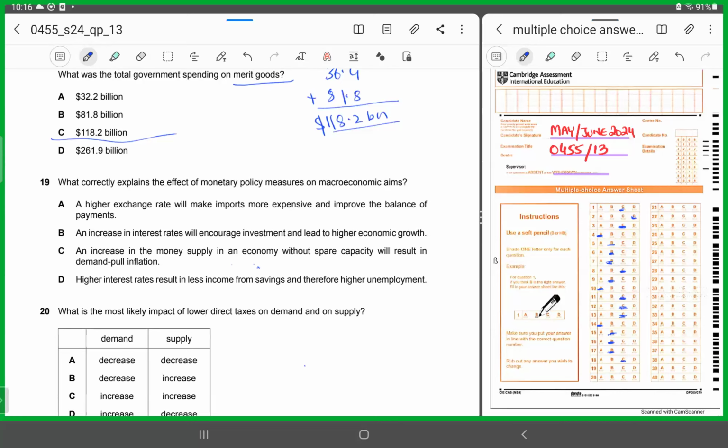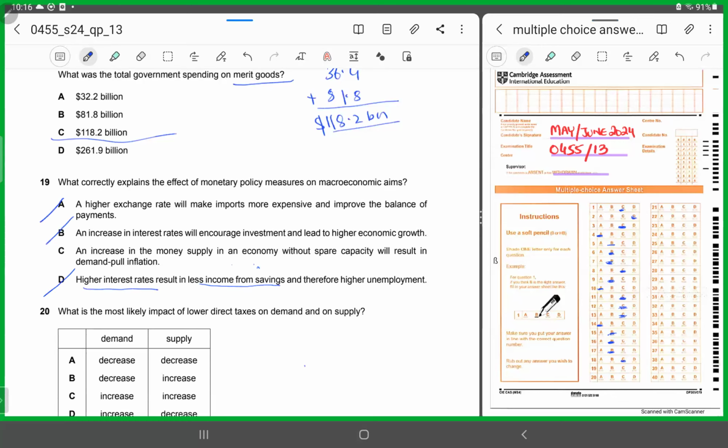Now, option B says an increase in interest rates will encourage investment and lead to higher economic growth. If the interest rates are rising, investment does not increase, investment decreases. Why? Because it gets costlier to get loans. So you will chop B off. Option D says higher interest rates result in less income from savings and therefore higher unemployment. It's incorrect. Why? Because when interest rates are high, people tend to save more and spend less. So income from savings increases rather than decreasing, and it's an incorrect statement. So you chop D off.